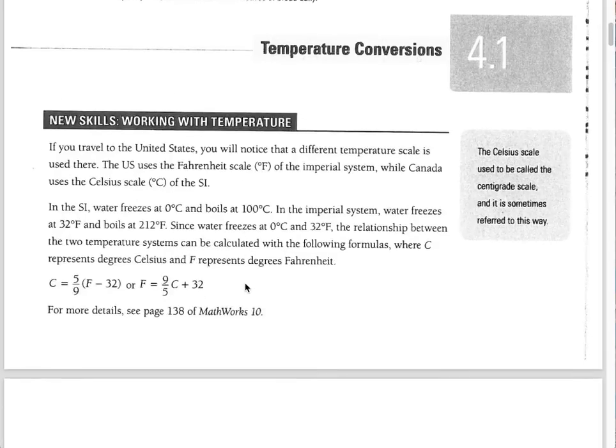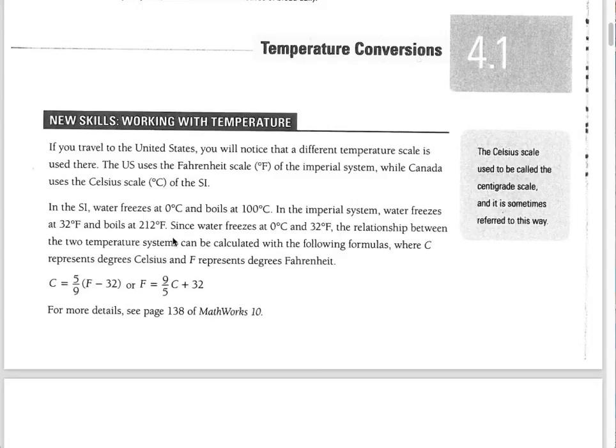If you're traveling to the US, you'll notice that there's a different temperature scale in use there. The US uses the Fahrenheit scale, which is really part of the imperial system, whereas Canada uses the Celsius scale, that's part of the international system called the SI system. The SI system uses 0 for the freezing of water and 100 for the boiling of water, whereas in the imperial system, water freezes at 32 degrees Fahrenheit and boils at 212 Fahrenheit.